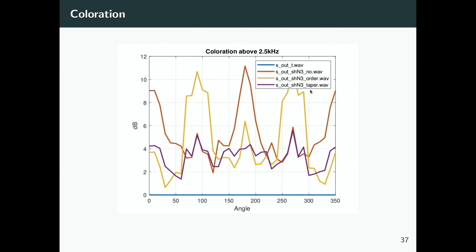And then if we, on top of that, apply the tapering, we can smooth this out quite a bit. So look at all these crazy spikes here. It's pretty decent, I would say, right? It looks pretty steady over the angle. Well, we have some coloration, of course, it's a trade-off.